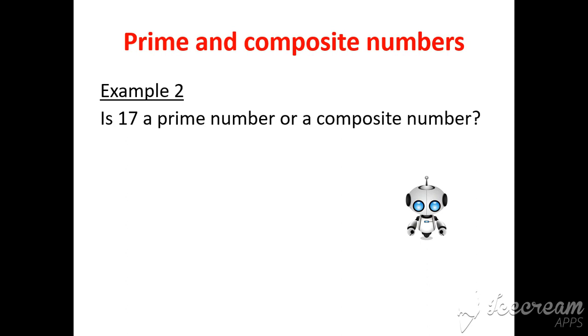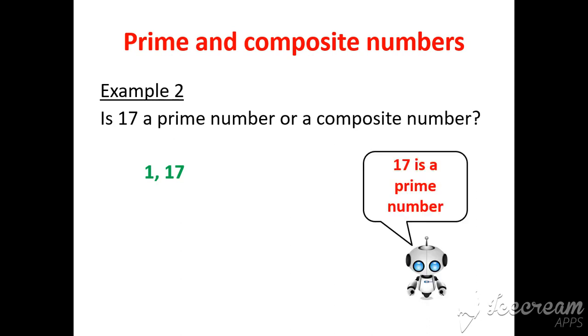All right, what about the number 17? Is this a prime number or a composite number? Well, the factors of 17 are 1 and 17. That's all. 1 times 17 is 17. Because it's only got two factors, it's a prime number.